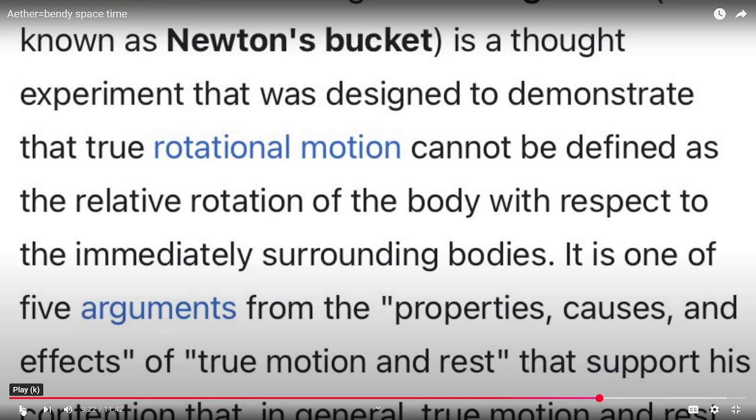So, Newton's bucket is a thought experiment that was designed to demonstrate that true rotational motion cannot be defined as the relative motion of the body with respect to the immediately surrounding bodies. It is one of the 5 arguments from the properties, causes, and effects of true motion and rest that supports.